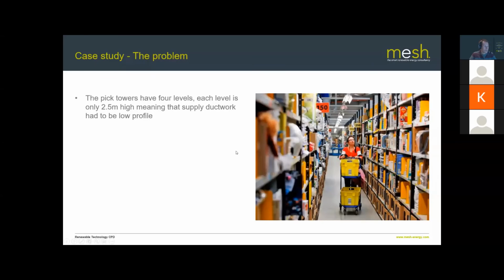So within the pick towers, what were the constraints? Well, each level of the pick tower isn't particularly high, and they're quite enclosed. So whatever ductwork we put in had to be fairly low profile so that people weren't banging their heads on it.